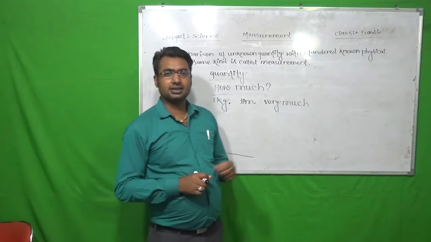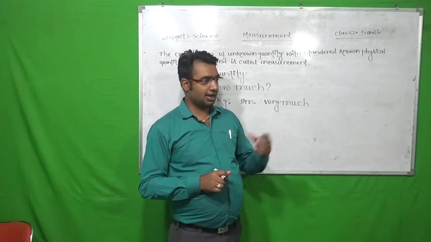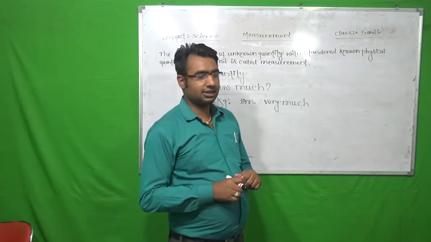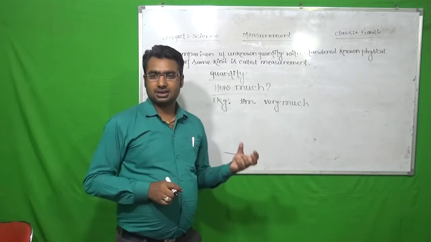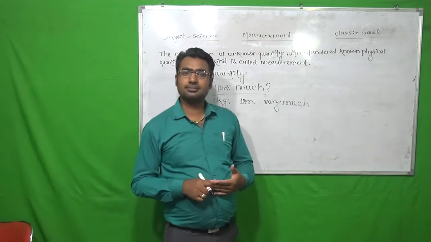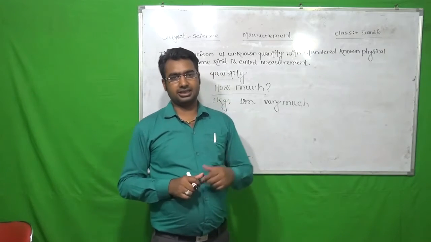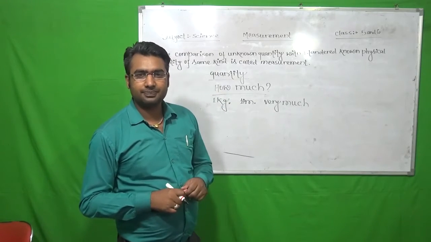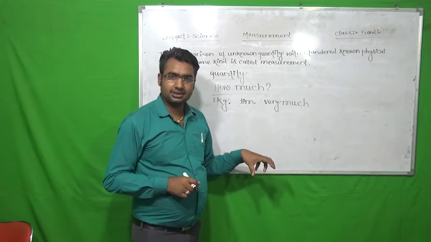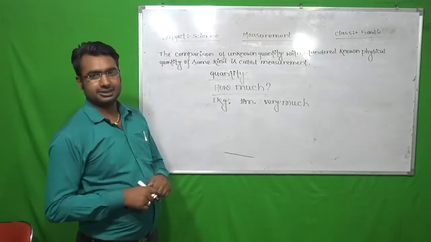That property is quantity. Yes, how much potato is there? There are 2 kg of potato. How much mass is contained by the body? The answer will come: the mass of that body is 5 kilogram. So these types of property are called quantity.